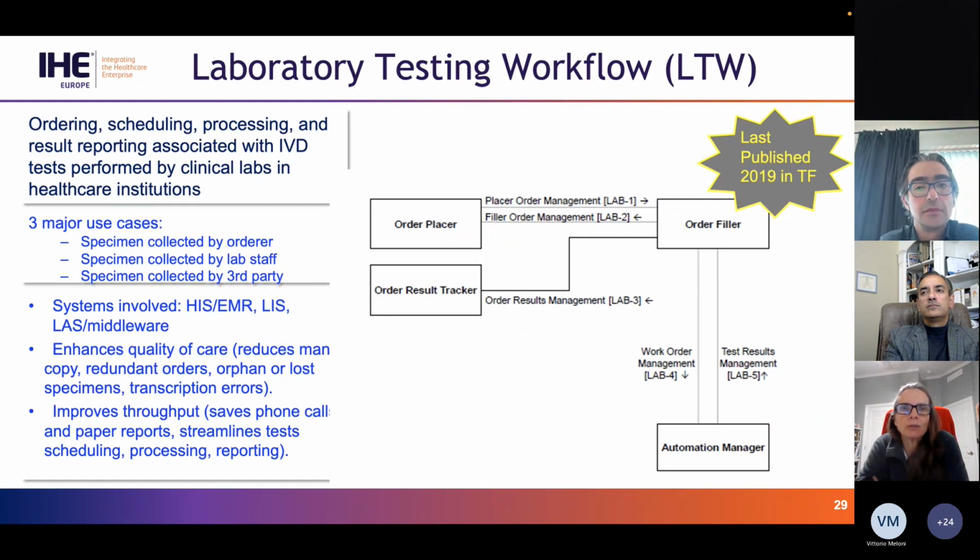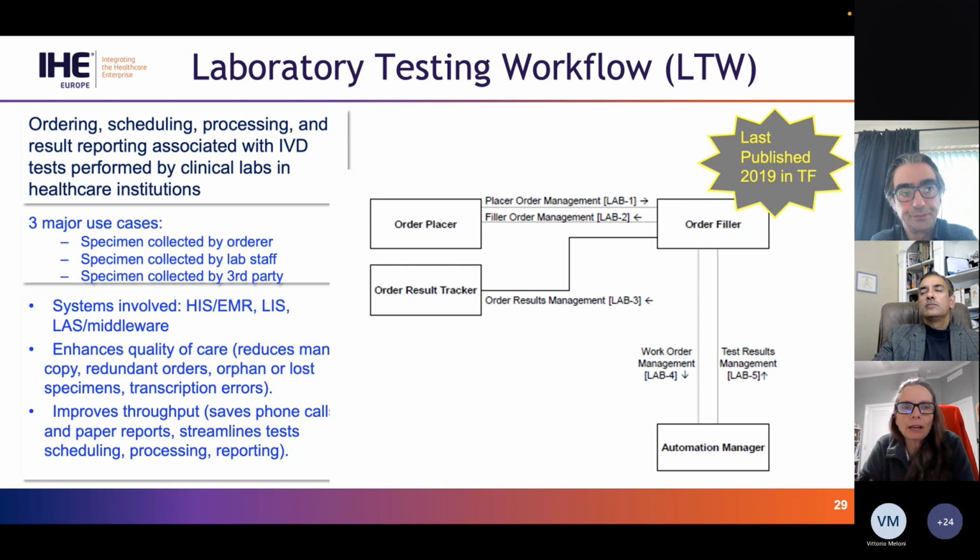So the laboratory testing workflow is one of the older profiles we have, as you can see by the number on the transactions. It's LAB-1 and LAB-2 through LAB-5. So this is one of the older profiles, but it is one of the 2 profiles that will get you 50% off for the registrations.